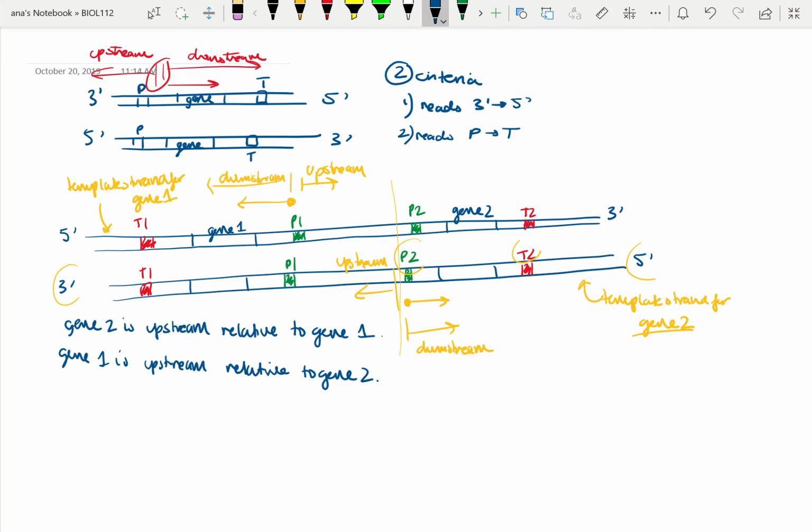Okay. So hopefully that clears up the confusion around this, and it illustrates the thinking you would have to do in order to create a picture of where the genes are located relative to each other.